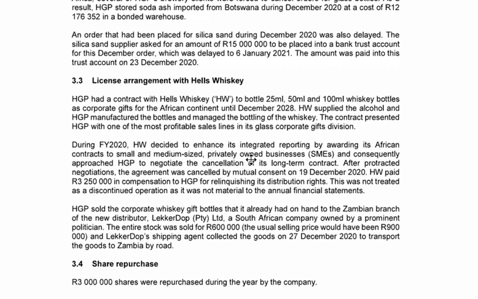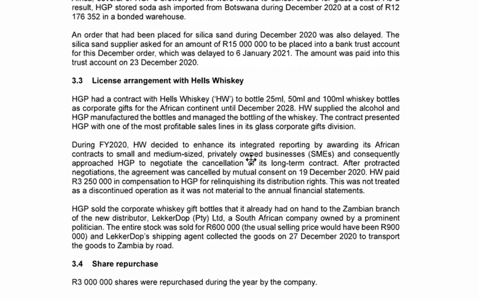Let's have a look and let's have a read through again. It says HGP had a contract with Hell's Whiskey to bottle 25, 50 and 100 ml whiskey bottles as corporate gifts for the African continent until December 2028. HW supplied the alcohol and HGP manufactured the bottles and managed the bottling of the whiskey. The contract presented HGP with one of its most profitable sales lines in the glass corporate gifts division.